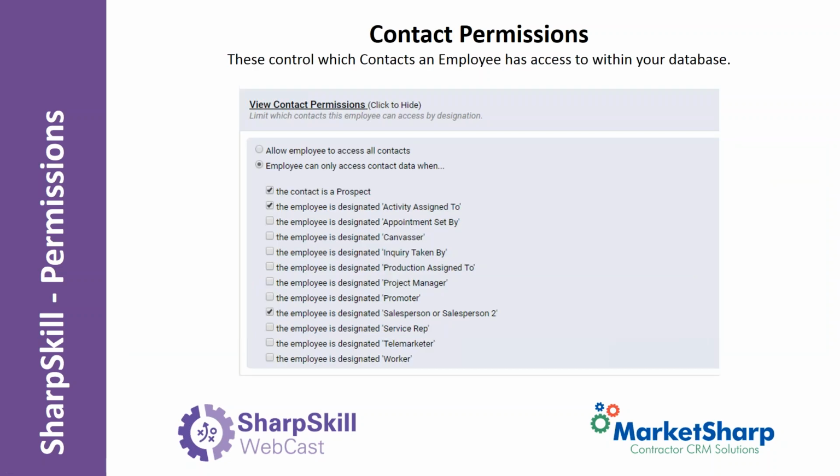Next permissions we have are contact permissions. These control which contacts an employee can view within the database. You can make it so an employee has blanket access and they can access every single contact within the database, no exceptions. But you can also make it so that they can only access contact data if they are assigned to the contact in a particular way. If they are the designated salesperson, if they are the project manager on the install, if they were the person who scheduled the appointment on the calendar. If the contact does not meet that criteria, that contact is invisible to that employee. It's like they've never been in the database before.